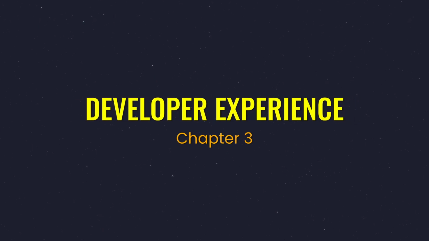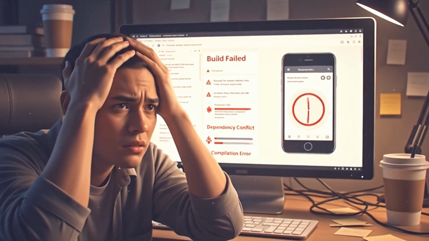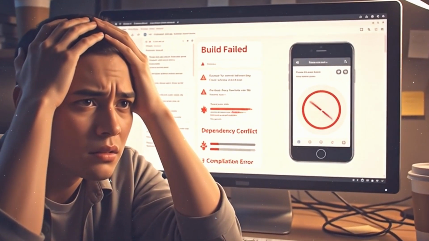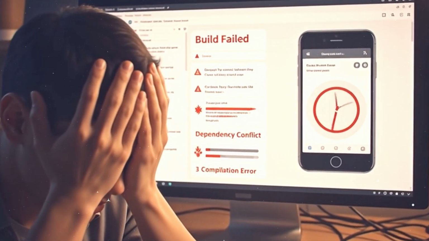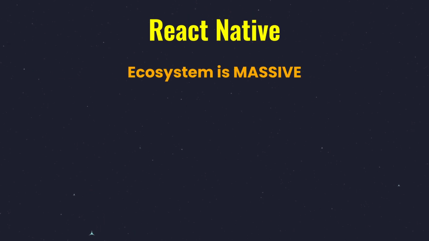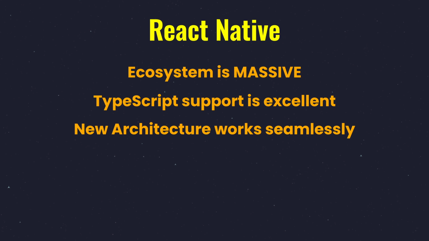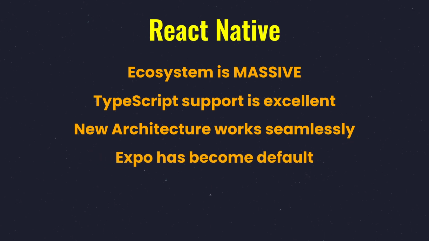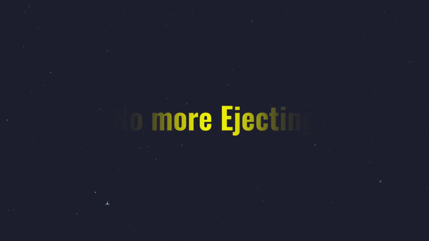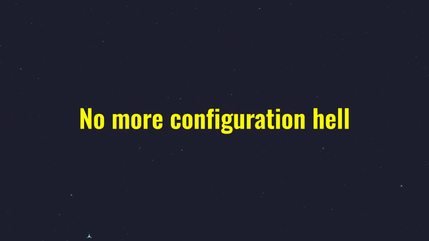Now let's talk about what it's actually like to work with these frameworks in 2026, because performance means nothing if your developer experience is straight from the bad place. In the case of React Native, the ecosystem is massive now. TypeScript support is excellent. The new architecture works seamlessly with modern React patterns, hooks, suspense, all that good stuff. Expo has become the de facto way to start React Native projects, and it's honestly incredible. They have solved so many pain points. No more ejecting, no more configuration hell.